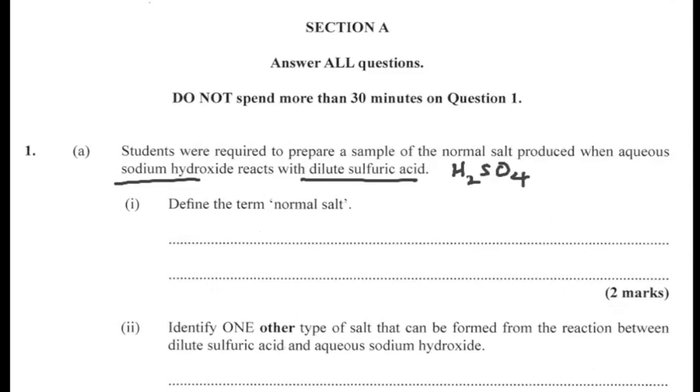For every 1 molecule of sulfuric acid, we will get 2 H plus ions, or for every 1 mole of sulfuric acid, we will get 2 moles of the H plus ion. So 1 mole of this gives us 2 moles of that. So we say it's diprotic. Now, when all of the H plus ions are replaced by a metal or ammonium ion, we get what we call a normal salt. So we'll just write that.